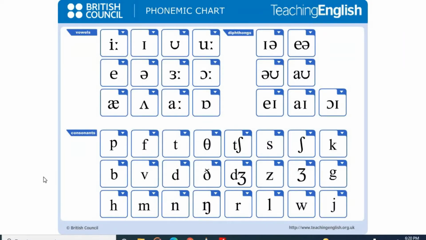This is the IPA Phonemic Chart, and here we'll see how the consonant sounds are articulated or pronounced.